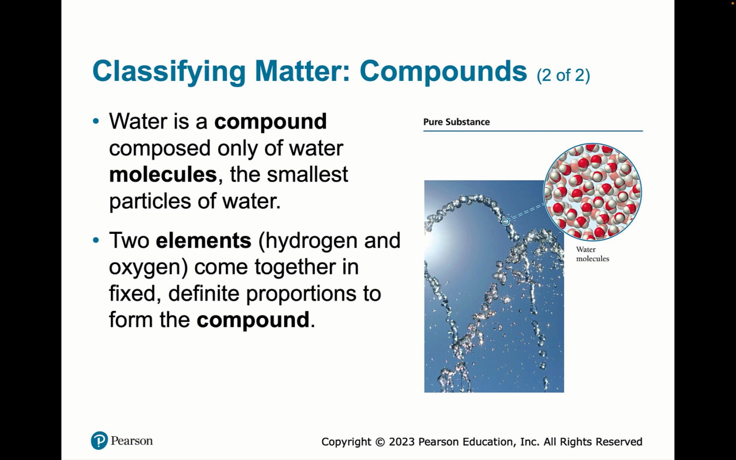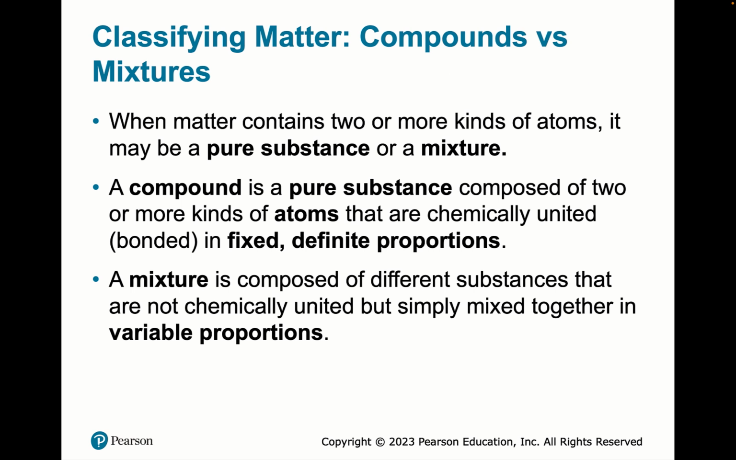Water, we've already mentioned this. Water is hydrogen and oxygen compounded together. So if we have more than one type of thing together, we can be a pure substance or a mixture. If something's a pure substance, it's made of two or more different kinds of atoms that are chemically united in fixed definite proportions. That's also known as the law of definite proportion. So water, H2O, 2 hydrogens to 1 oxygen. That is an example of a ratio of elements. And the mixtures have different substances, but they are mixed together in variable proportions.